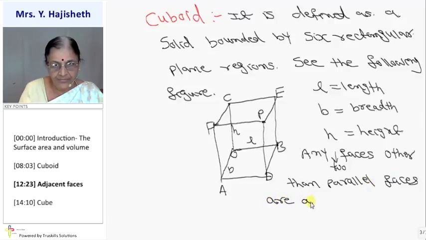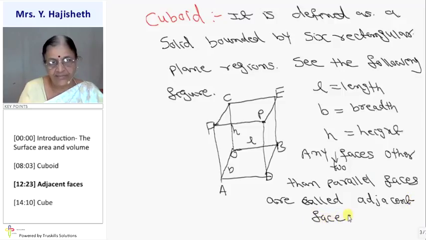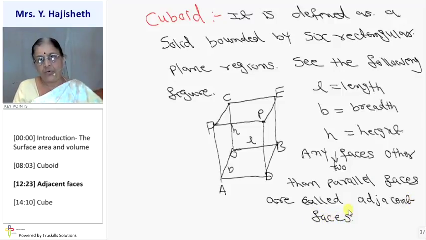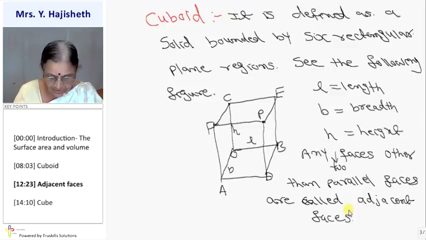What is called? Adjacent faces. इधर कौन से faces adjacent है? एक एग्जांपल मैं दे दूं. OADB and PDB are called adjacent faces.